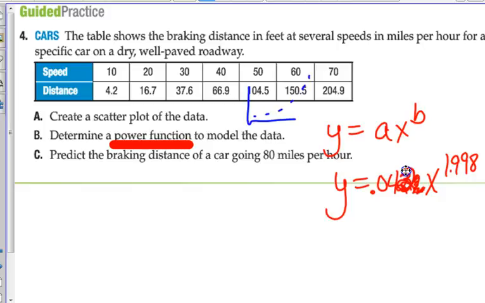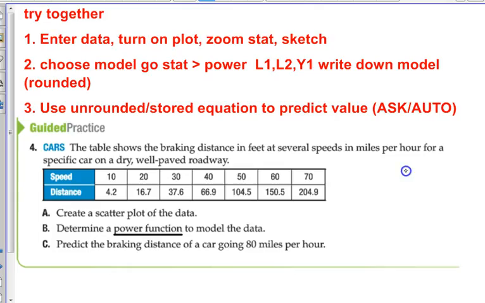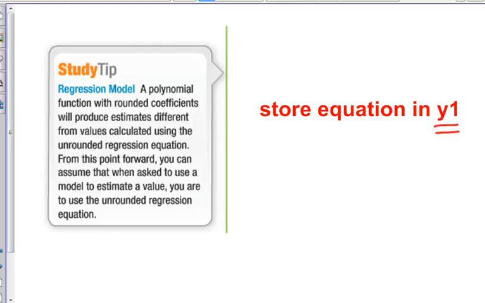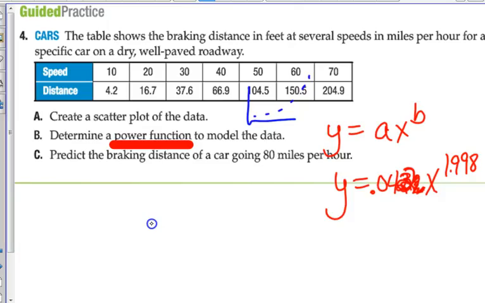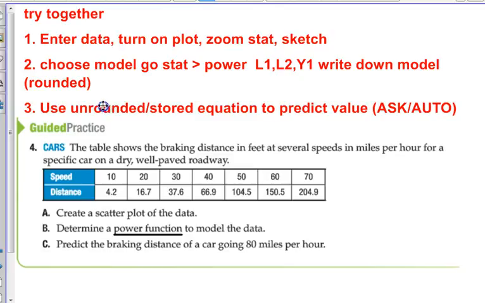All right. I'm going back to this, guys. This says here, a polynomial function with rounded coefficients will produce estimates different from values calculated using the unrounded regression equation. From this point forward, you can assume that when you are asked to do a model to estimate a value, they are asking you to do the unrounded, which means stored, equation. So to do that, here we go. To use the unrounded or stored equation to predict the value, we're going to use the Ask Auto feature.